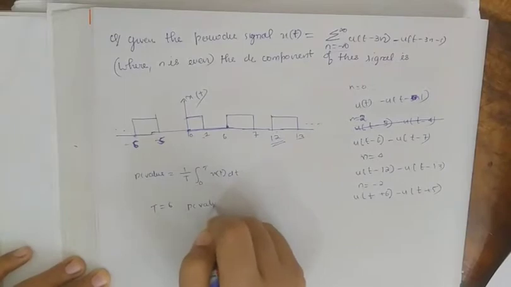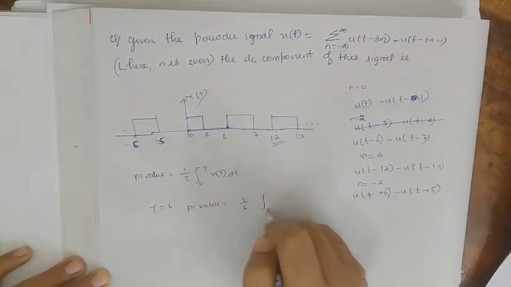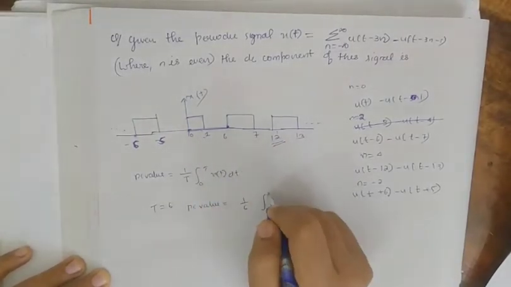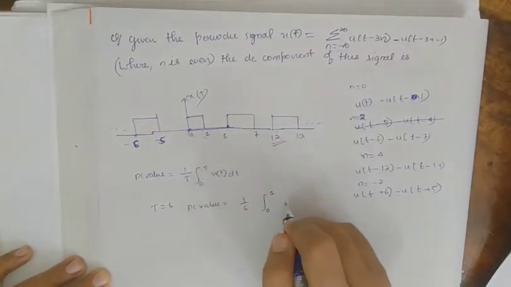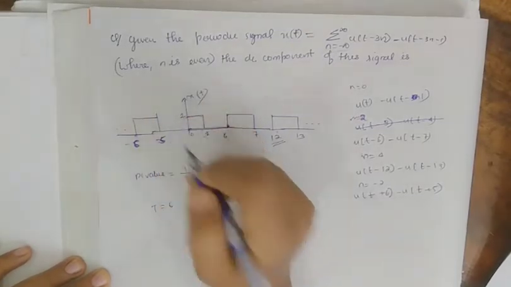So DC value is equal to 1 divided by 6 integral 0 to 1. Okay, 0 to 1, because from 1 to 6 it is 0, so we don't have to take it. So 0 to 1 it is 1.